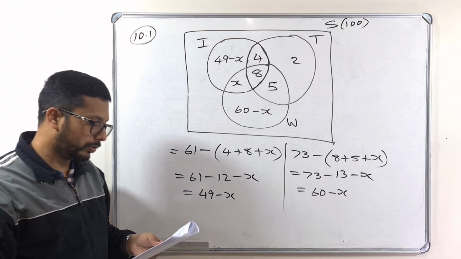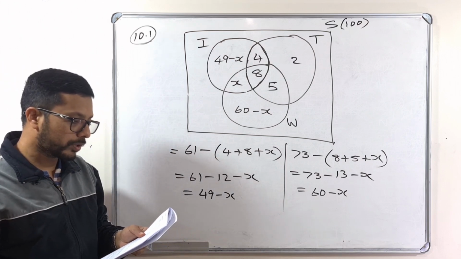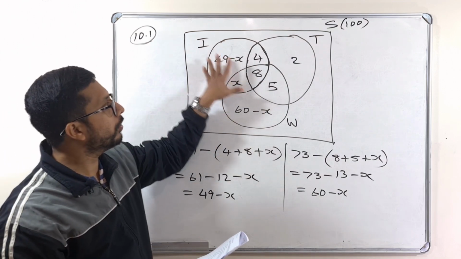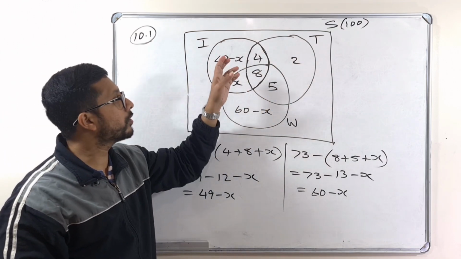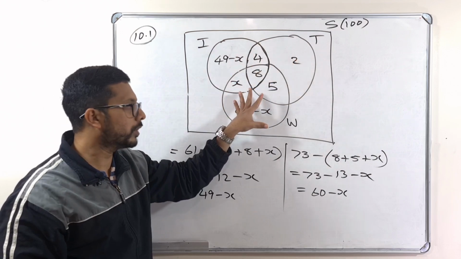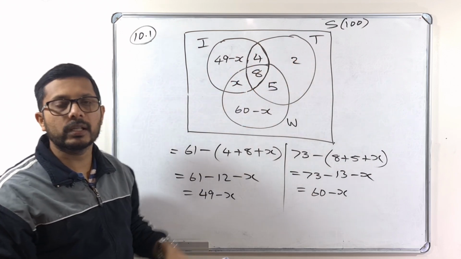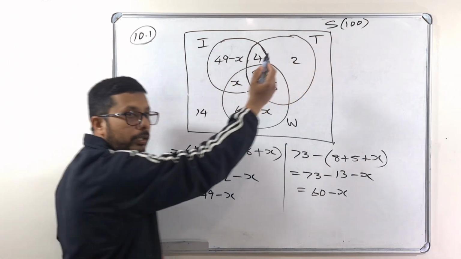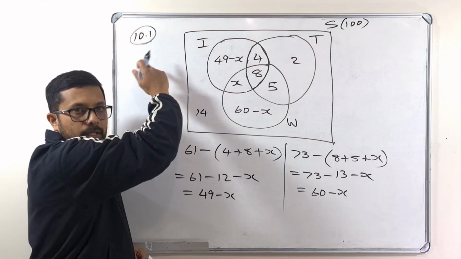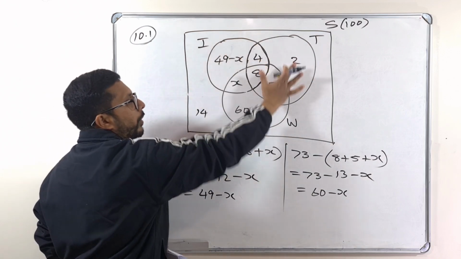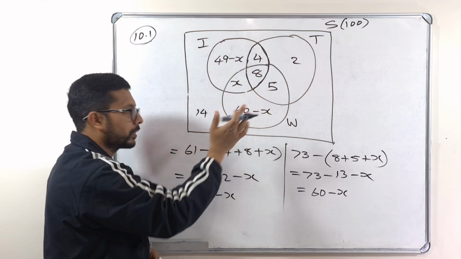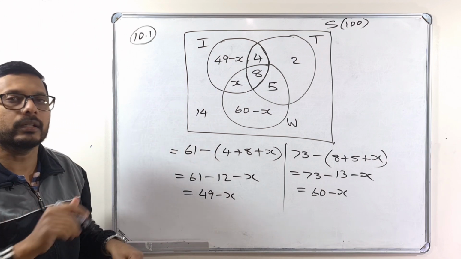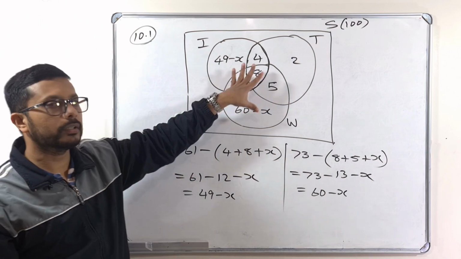Okay, now look at the last bullet. 14 use none of these applications. 14 people are using none of these applications. They are not using Instagram, they are not using Twitter, they are not using WhatsApp. So where must I write that 14? That 14 is also a part of this 100. So I have to write it inside the rectangular box, but not a part of any of these social media. That means I must write 14 here, inside the rectangular box but not in the circles.